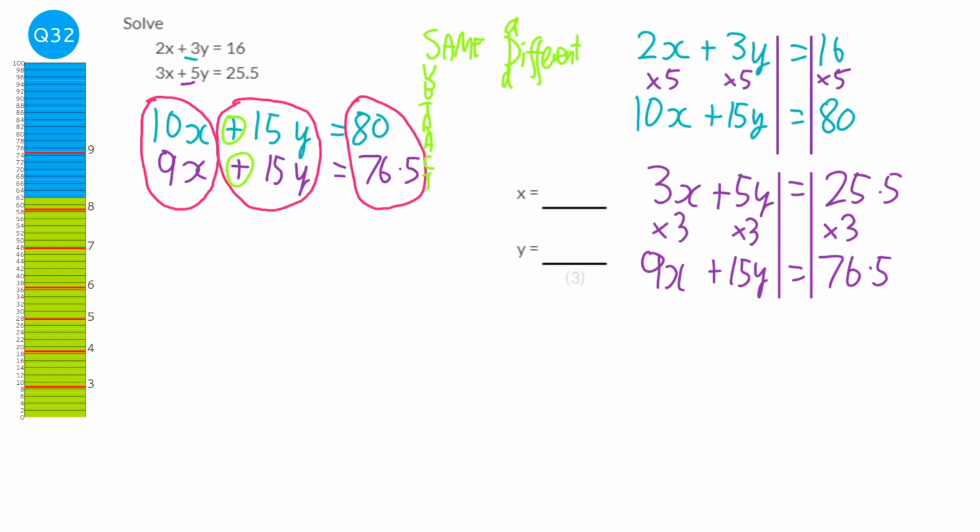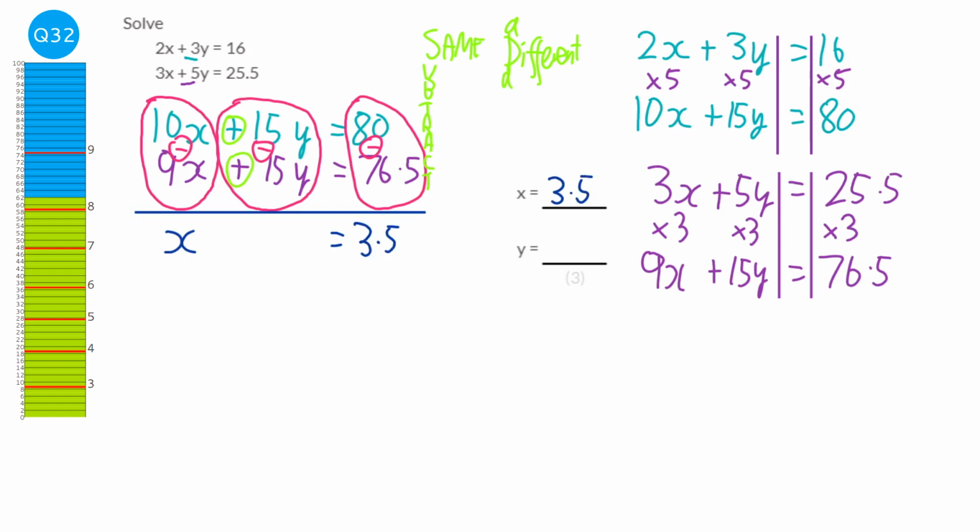Now looking at them both, they are both the same sign. They're both plus. They're both positive. So we're going to subtract. But we're not just going to subtract those. We're going to subtract all 3 of our circles. So we're going to put our line in here. And we're going to do 10x take away 9x, which is just x. 15y take away 15y, which is nothing, which is good, that's what we want. And then we're going to do 80 take away 76.5, which is 3.5. And here we're left with x equals 3.5, which is brilliant.